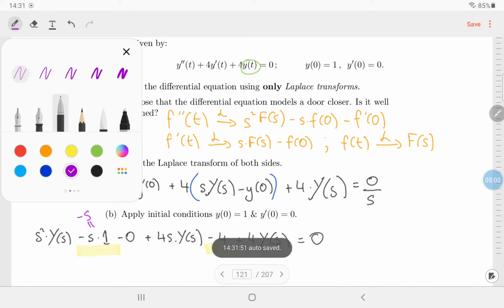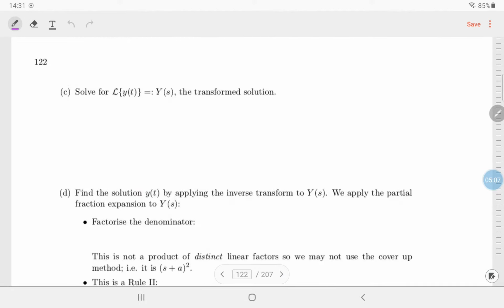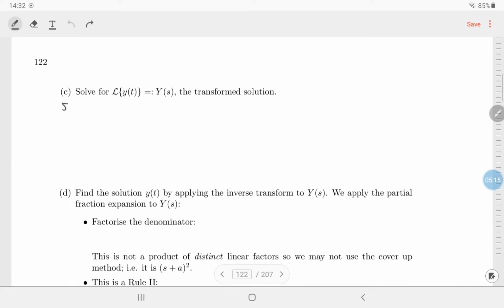So I'm going to go from this line to the next line where I will have added the s and added the 4 to both sides. So what do I get? I get s squared times big Y of s. I'm adding the s to both sides, so that minus s is gone, plus 4s times big Y of s. The minus 4 is gone because I'm adding it to both sides, plus 4 times y of s equal to, so we said we're adding the s to both sides and we're adding the 4 to both sides. So this is where we are.